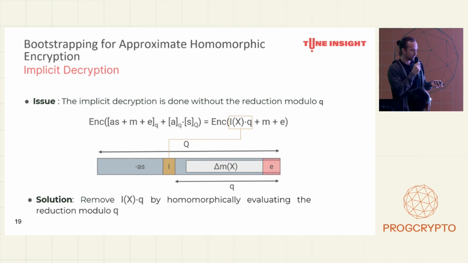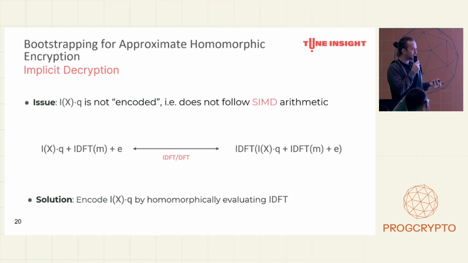So what can you do? Well, obviously you say, okay, I want to homomorphically remove this small polynomial and do a modular reduction modulo q, but under encryption. Another issue is that this small polynomial is not encoded. It means that it does not follow this SIMD arithmetic that we introduced before. It means that if you do a multiplication, it will not multiply pointwise, it will do a polynomial multiplication. So again, the solution is to say, okay, I will homomorphically encode this polynomial.